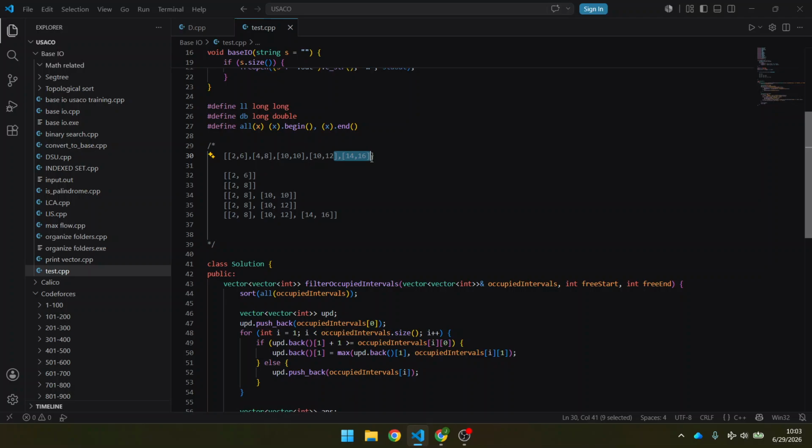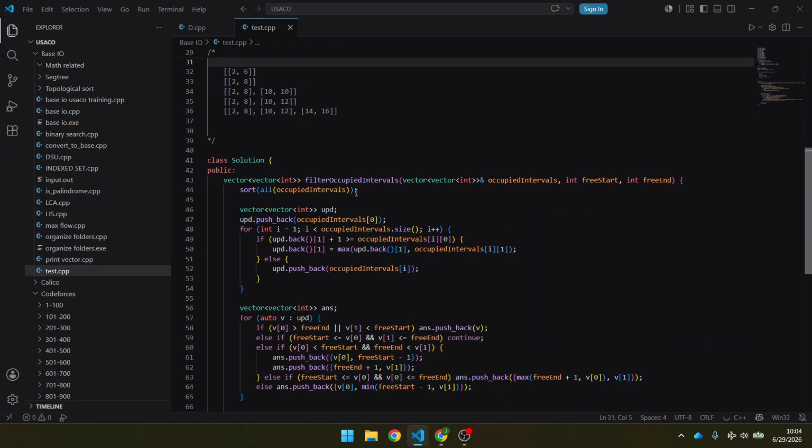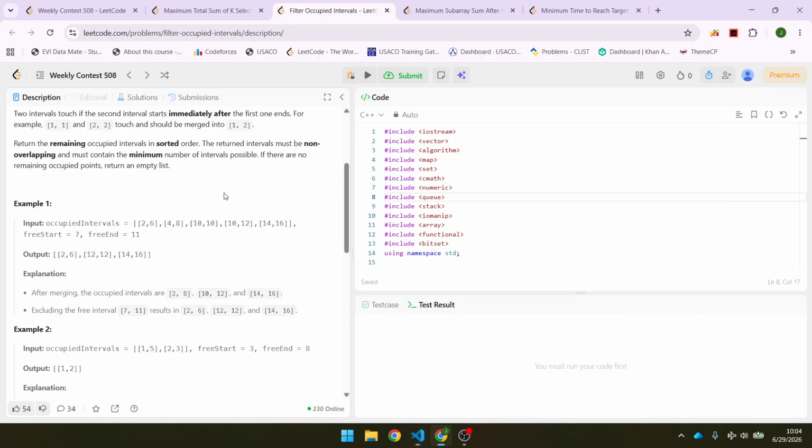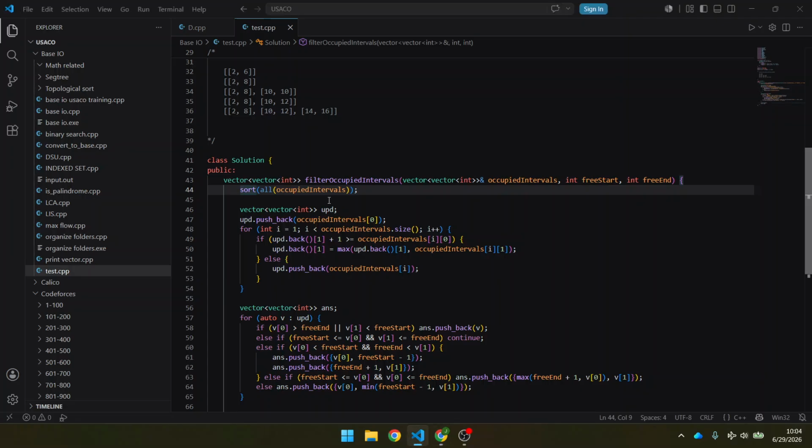For example, if you put 14, 16 here, let's see. If you put 4, 8 over here, then the algorithm will break. So you have to first sort them in increasing order. Okay. So what I did, I sort them first.